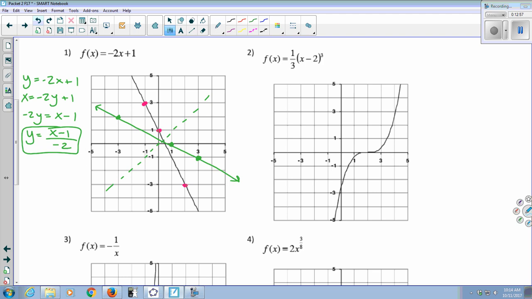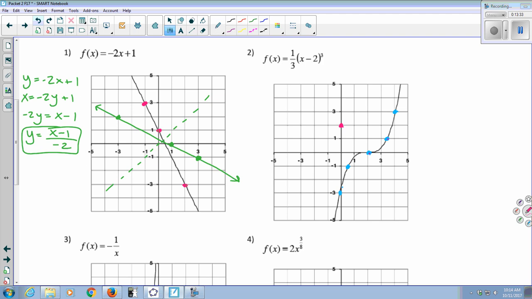So I pick a few key points on here. So that's a key point. And then there aren't any other really good integer ones, so I'll just have to do some estimating. Maybe that one, and that one, maybe that one, and that one. And swap their coordinates. So this one in the middle, that's at 2, 0, so 0, 2 is definitely going to be on my inverse graph.